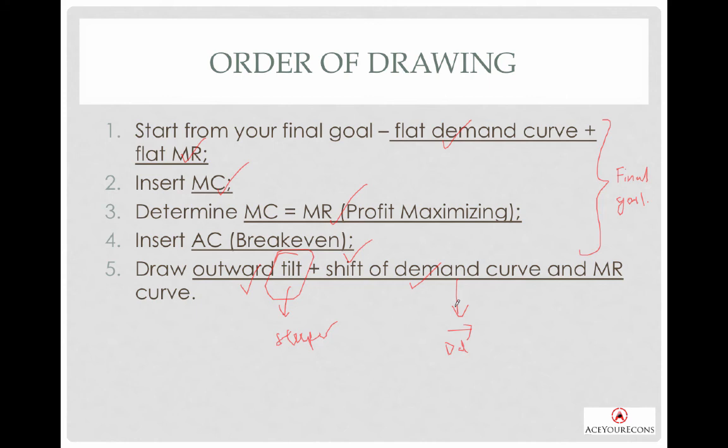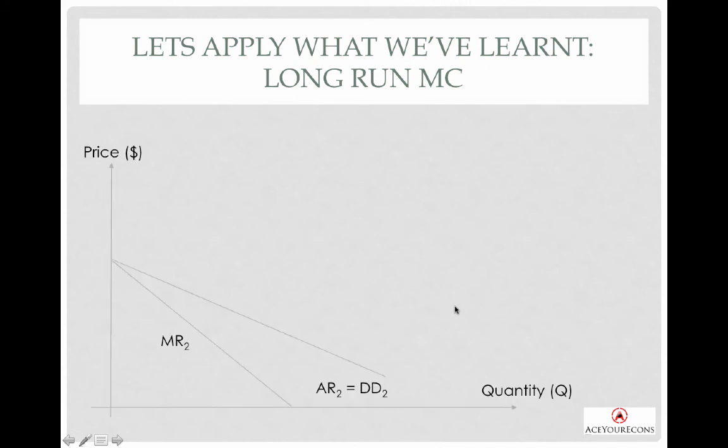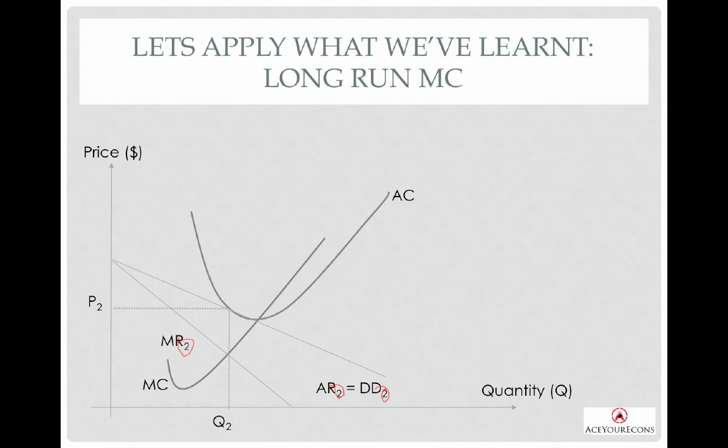All right, so let me guide you through the diagram first. In this case, you will draw the final marginal revenue, your average revenue and your demand curve. Make sure you denote them as 2. Insert your marginal cost. You have your price and output. Draw your normal profit. And then now you're going to draw a tilt.